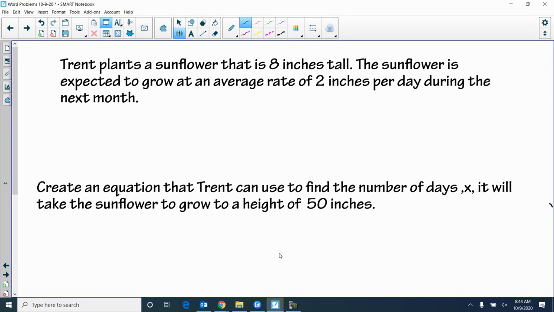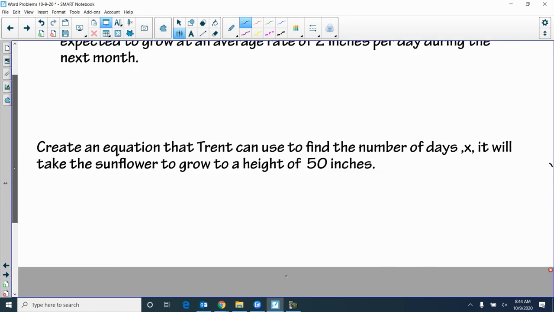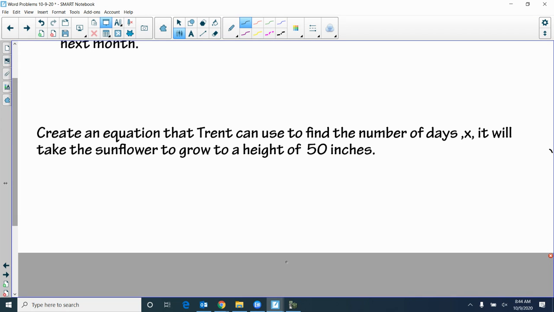All right, let's see what we got. It says Trent plants a sunflower that's 8 inches tall. The sunflower is expected to grow at an average rate of 2 inches per day during the next month. Create an equation that Trent can use to find the number of days it will take the sunflower to grow to a height of 50 inches.